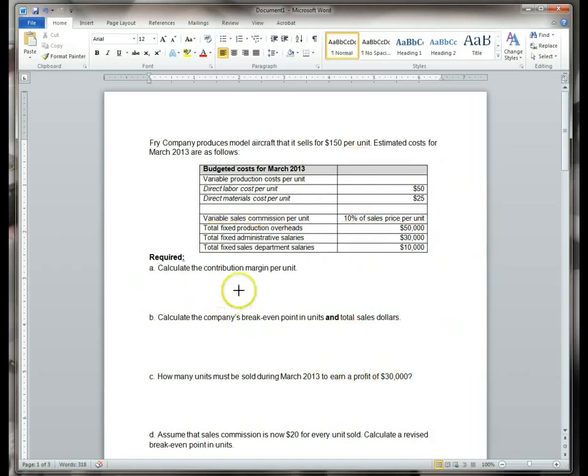Okay, so remember the number 60 for a second here. We know from prior calculations that the contribution margin per unit is 60. Part B: calculate the company's break-even point in units and total sales dollars. The easiest way to do that is to take the fixed cost. We're going to use the contribution margin per unit method, the CMU. You could use the equation method, but this is fast. We already know what the CMU is because we just calculated it. That's 60, contribution margin per unit.